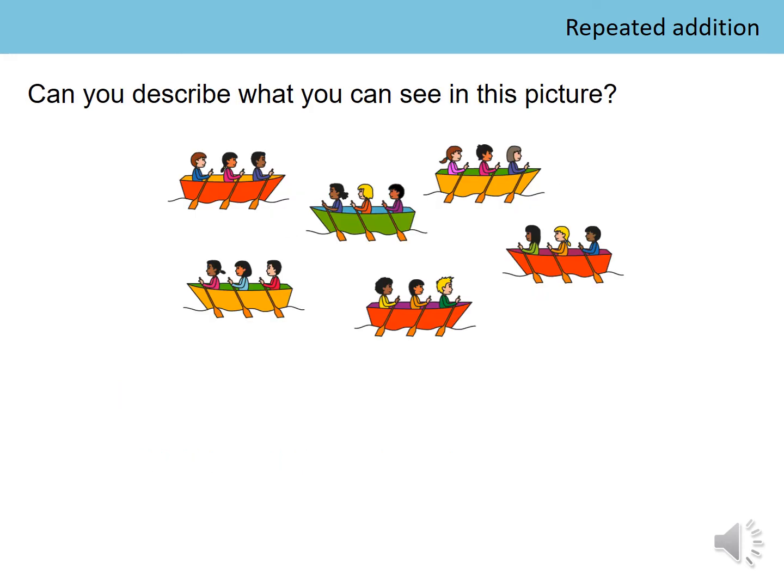So can you describe what you can see in this picture? So pause the video for a minute and have a think. What can you see? How many groups can you see? How many are in each group? And what is the repeated addition number sentence? Have a go.